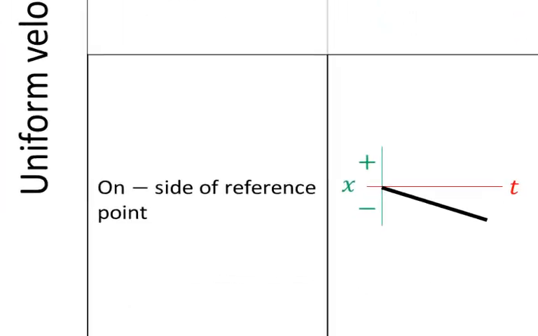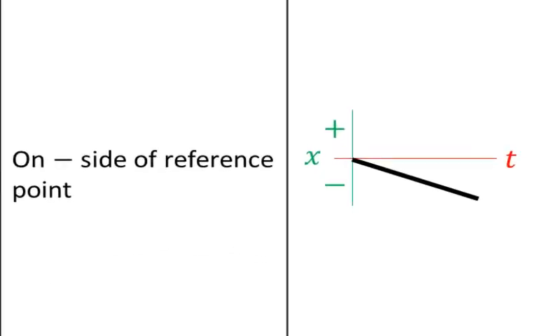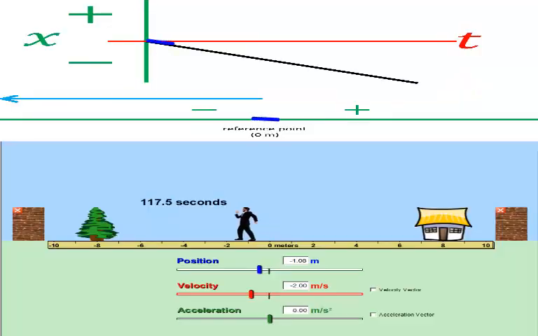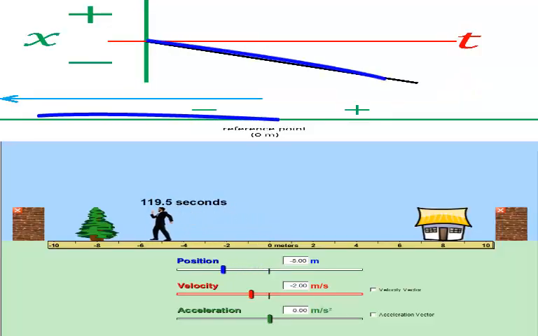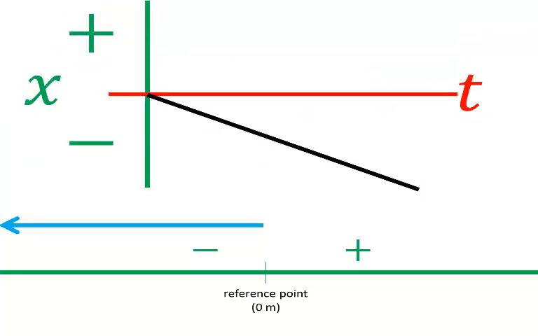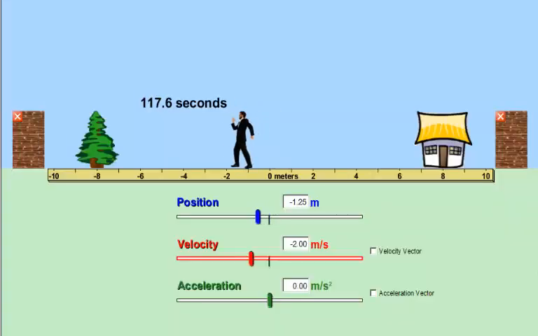Now let's illustrate this kind of graph. Again, the man starts at the reference point, the point we chose to be 0. This time, he moves to the negative position. His position becomes more and more negative. In other words, more and more left, because we chose to define negative as left, or left as negative. And he does so at a steady, uniform pace.